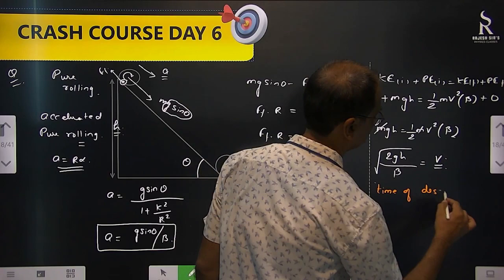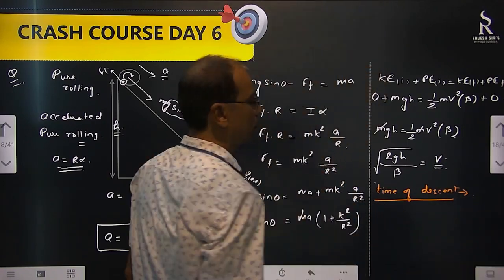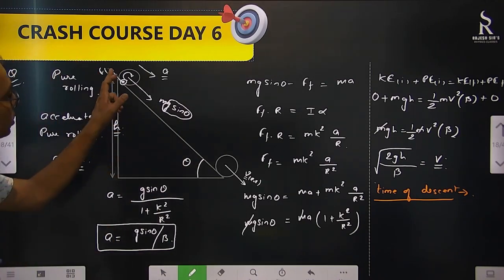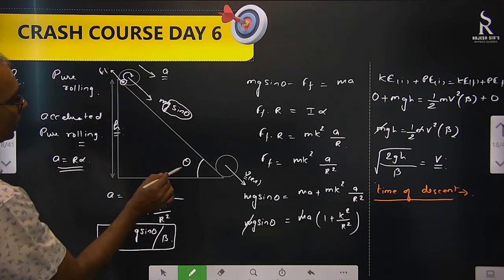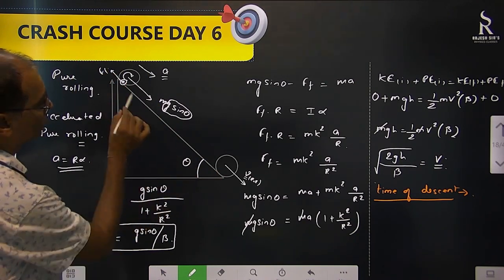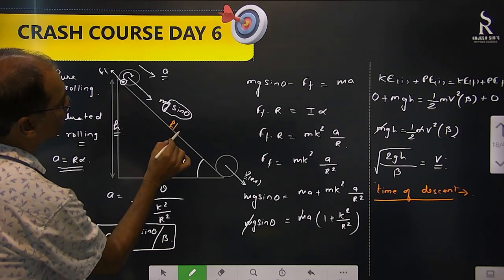Time of descent. Okay, so now this much distance it is falling. This is h, this is theta. So sin theta equals h by this, so this will come as h by sin theta. This distance is h by sin theta.